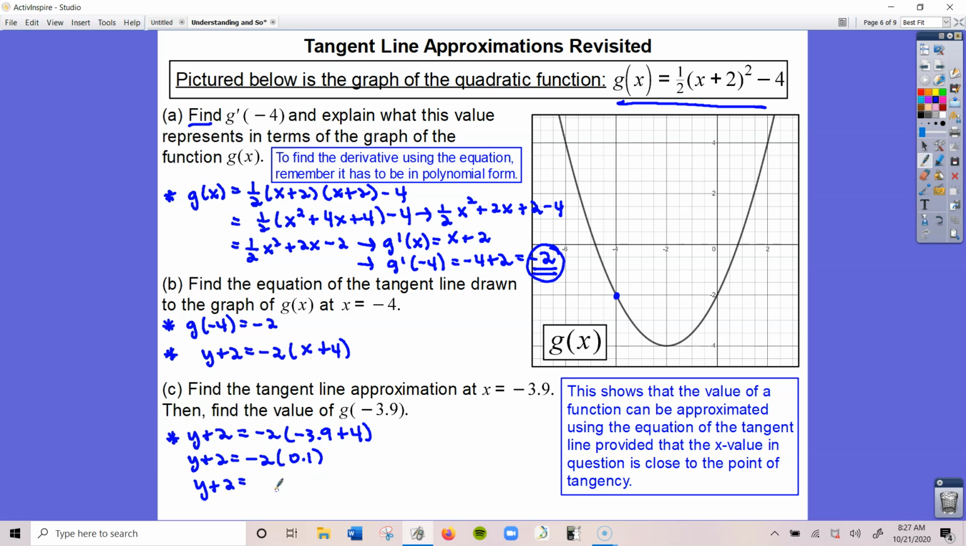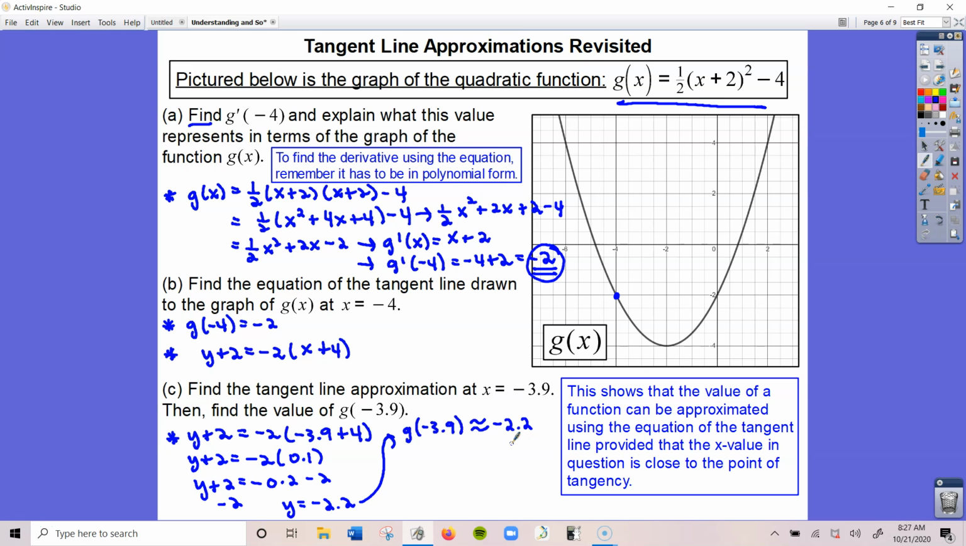When I distribute the -2, that will give me -0.2. And then when I subtract the 2, I get y is equal to -2.2. So this is my approximation. So I would write g of -3.9 is approximately -2.2.